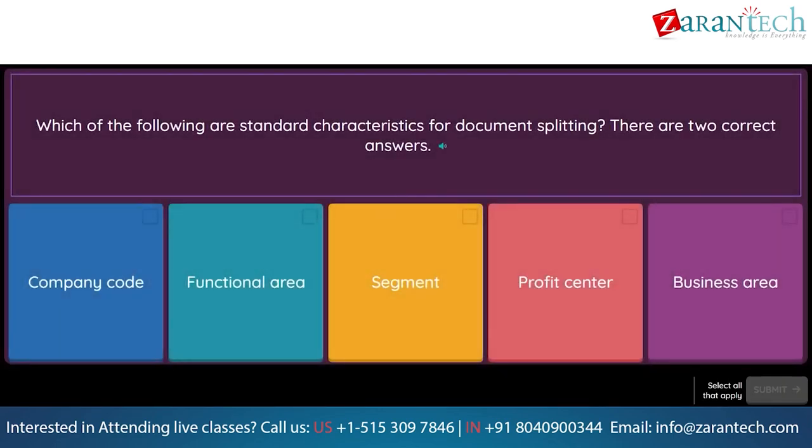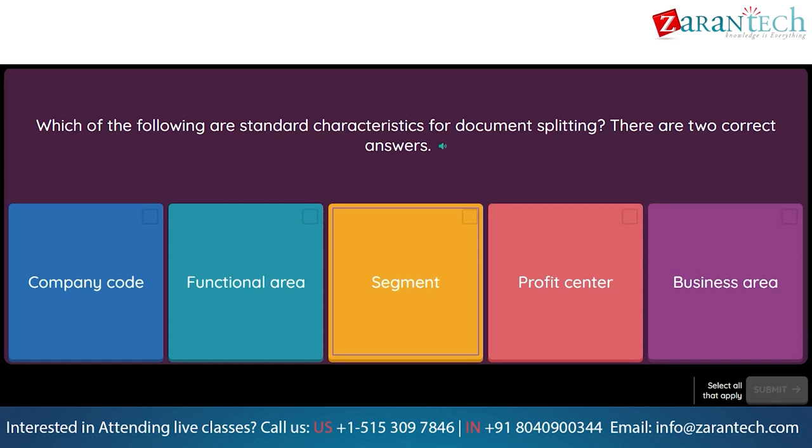Question: which of the following are standard characteristics for document splitting? There are two correct answers. Option 1, company code. Option 2, functional area. Option 3, segment. Option 4, profit center. Option 5, business area.